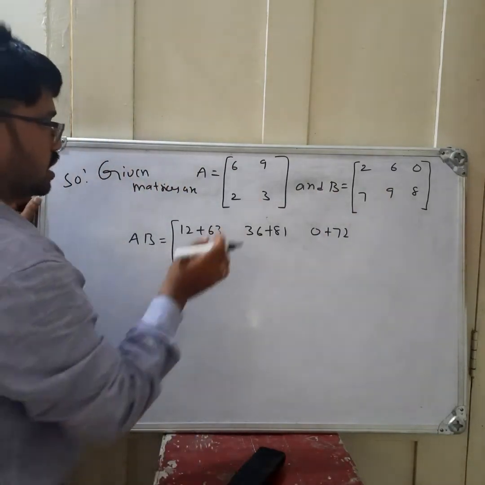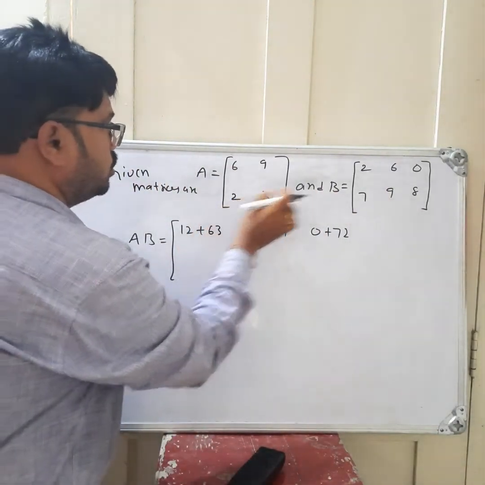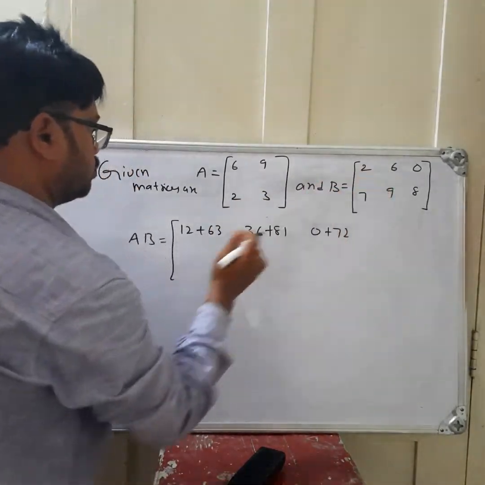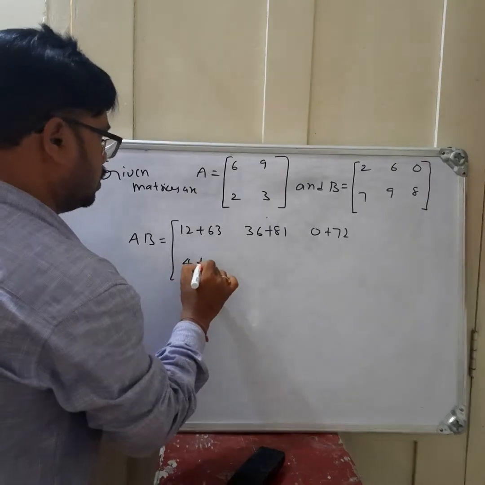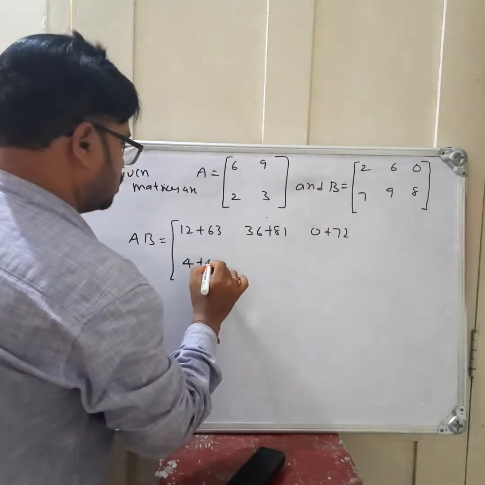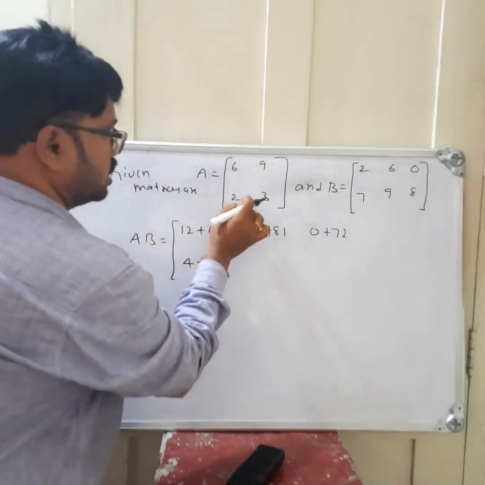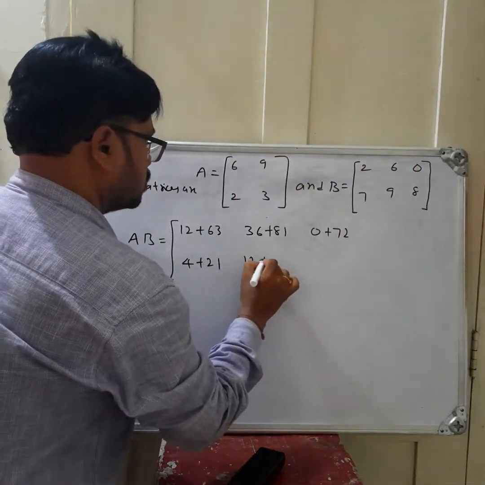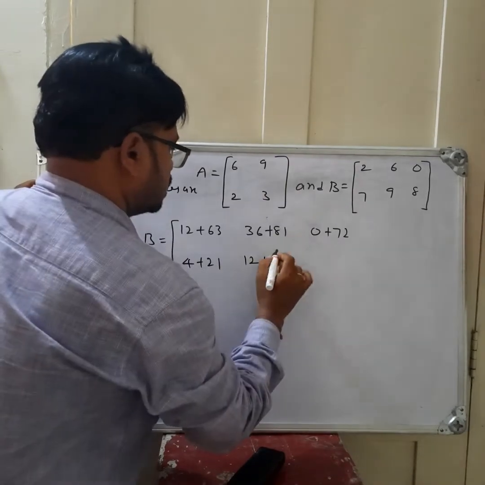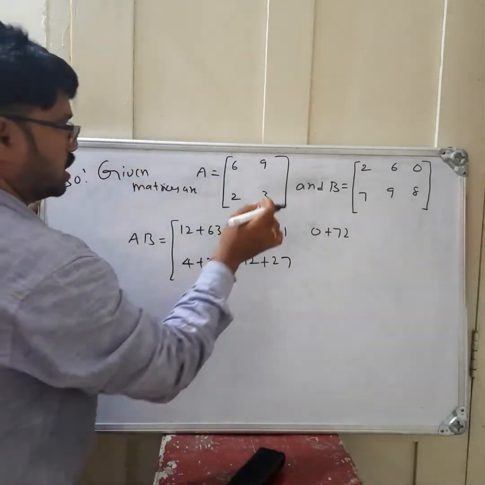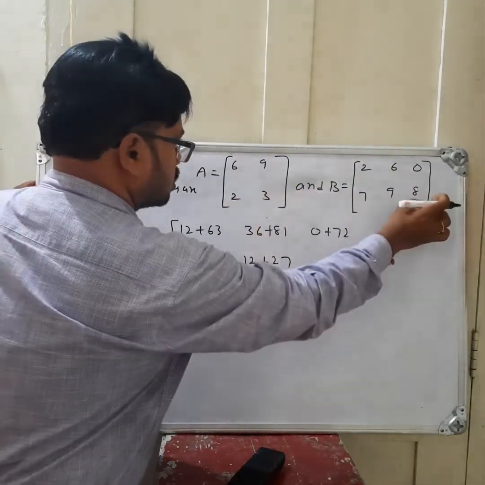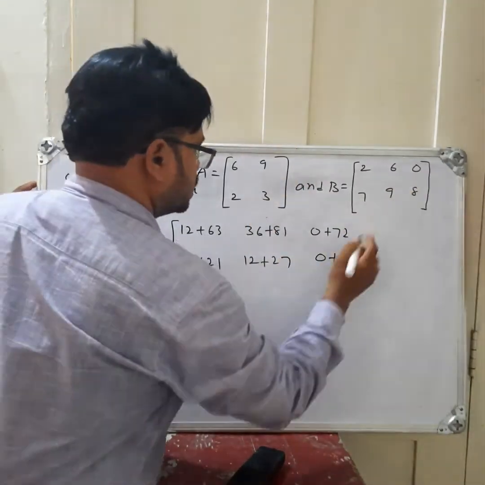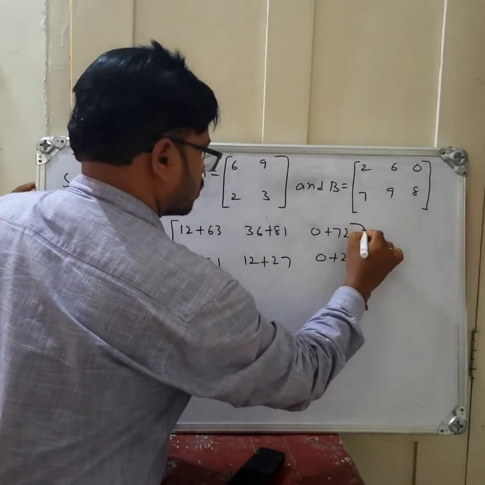Next, 2 into 2, second row first column: 2 into 2 is 4 plus 3 into 7 is 21. Next, second row second column: 2 into 6 is 12 plus 3 into 9 is 27. Next, second row third column: 2 into 0 is 0 plus 3 into 8 is 24.